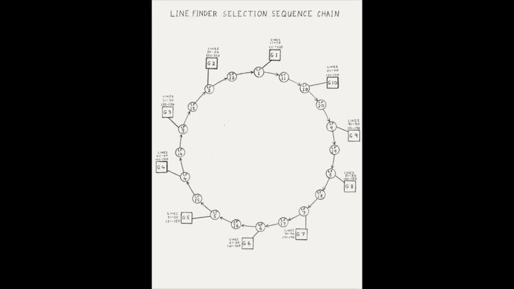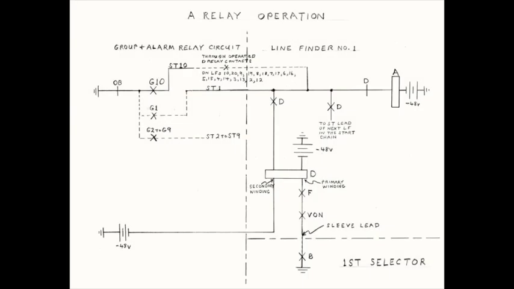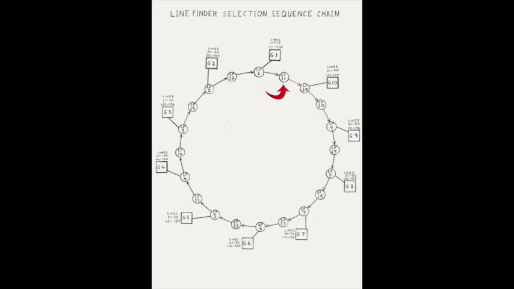Let's look at the selection process using subgroup G1 as the subgroup requesting service. The entry point for subgroup G1 is line finder number 1. If line finder number 1 is available for selection, its D relay is released, and so its A relay will operate to seize the line finder. If line finder number 1 is unavailable for service, its D relay is operated, and the start 1 start lead ground is extended to the second choice line finder in the chain, which is line finder number 11.